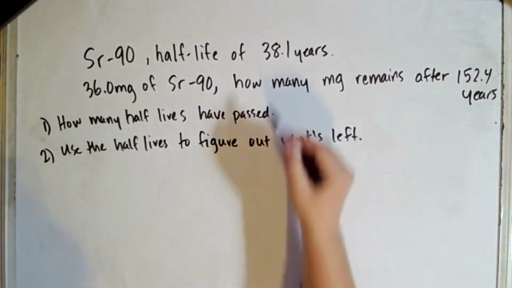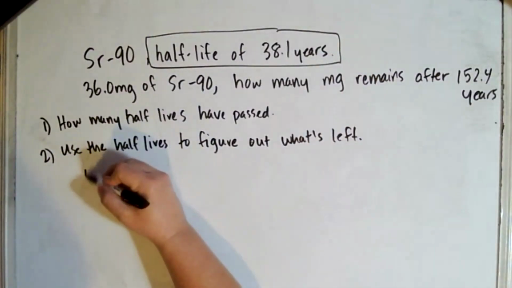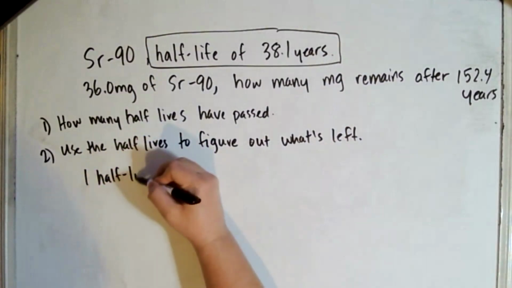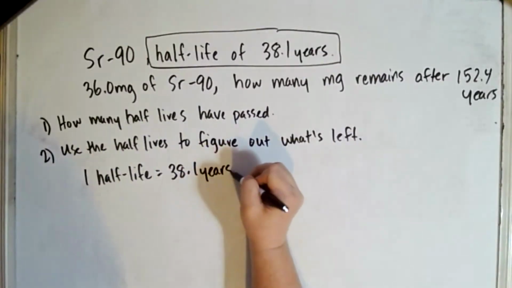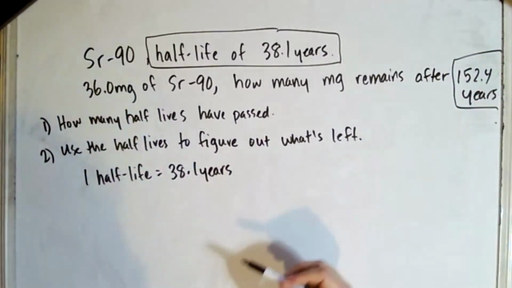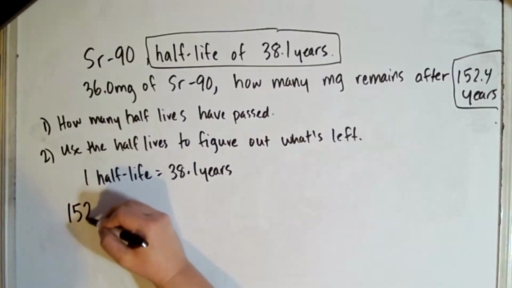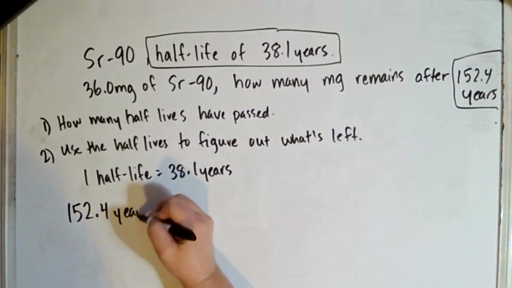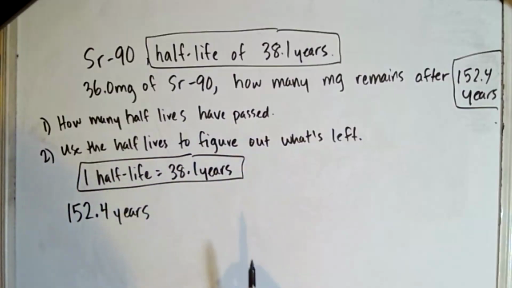Okay. When they give us this half-life value, they're giving us an equality that we can use. They're telling us that every one half-life equals 38.1 years. Okay. So now if we're looking here, they're telling us, well, yeah, but we have 152.4 years that have passed. Well, we can use our equality to figure out how many half-lives that represents, right? We could set up a conversion factor just like we've done for many other things that we've already worked with.